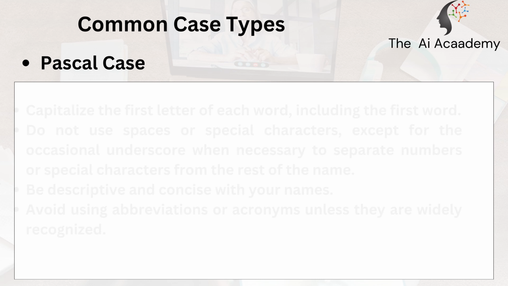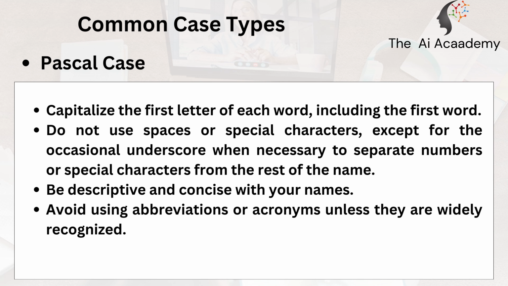To follow the Pascal case naming convention in Python, you should adhere to the following guidelines. Capitalize the first letter of each word, including the first word. Do not use spaces or special characters, except for the occasional underscore when necessary to separate numbers or special characters from the rest of the name. Be descriptive and concise with your names. Avoid using abbreviations or acronyms unless they are widely recognized.